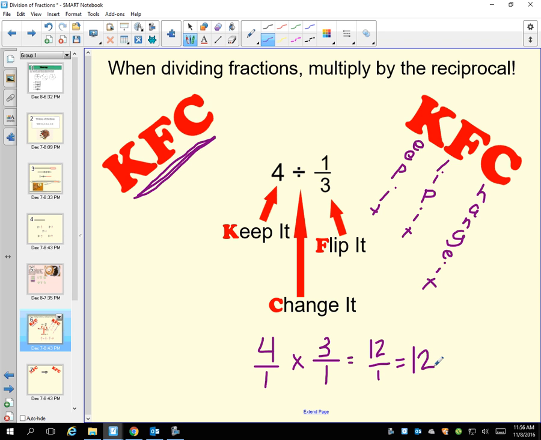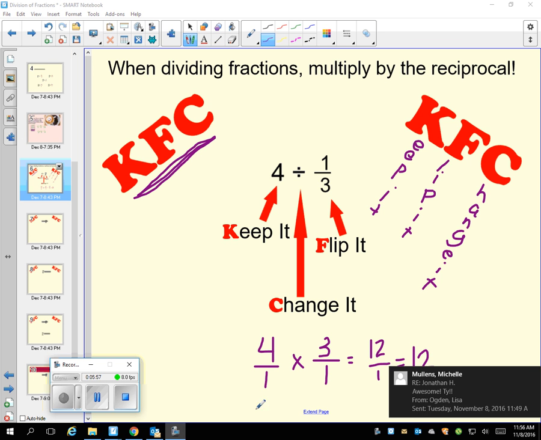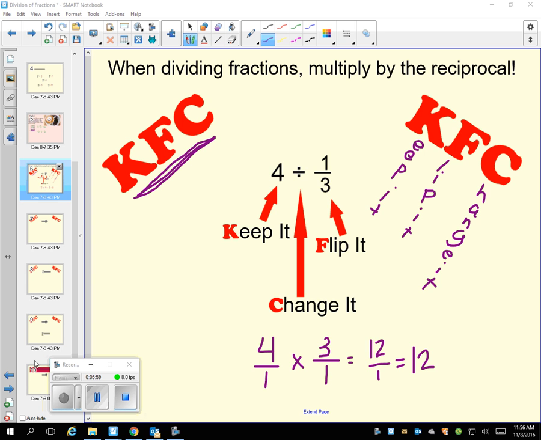So what I want you to do, pause the video, and I want you to put this KFC, you can put it right here, KFC, keep it, flip it, change it, and draw this visual right here. I want this in your journal. Okay, now that you have this in your journal, let's move on to another problem.